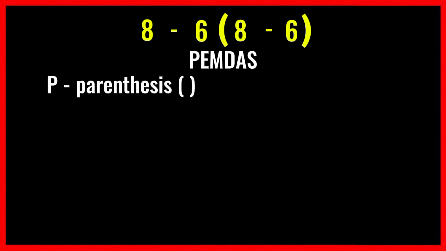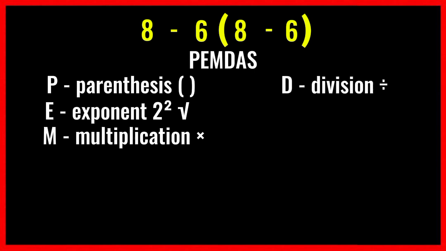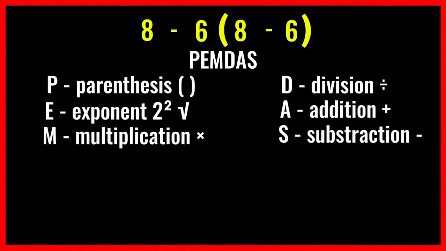In PEMDAS, P stands for parentheses, E stands for exponents, M stands for multiplication, D stands for division, A stands for addition, and S stands for subtraction. According to PEMDAS, in every mathematical expression, we first solve the parentheses, then the exponents, then multiplication and division, and finally addition and subtraction. Keep in mind that multiplication and division have equal priority. Therefore, whenever an expression contains both multiplication and division, we work from left to right, performing whichever operation appears first. The same rule also applies to addition and subtraction.